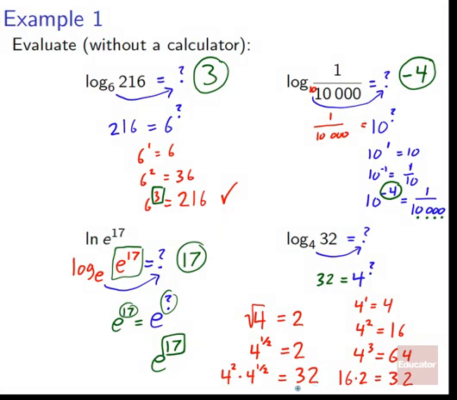16 times 2 gets us 32. So now we just need to combine those. 4 to the 2 times 4 to the 1/2 is just another way of saying 4 to the 4 over 2 times 4 to the 1/2. We can add them, they're on a common base, so 4 to the 5/2. So the answer for this, the number that we have to raise 4 to get 32, is 5/2.